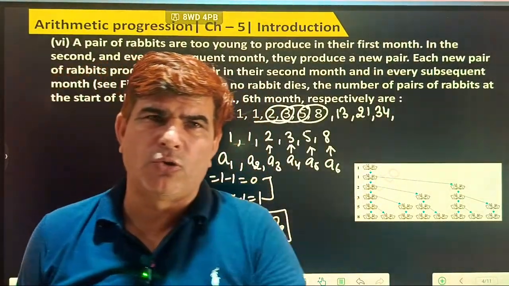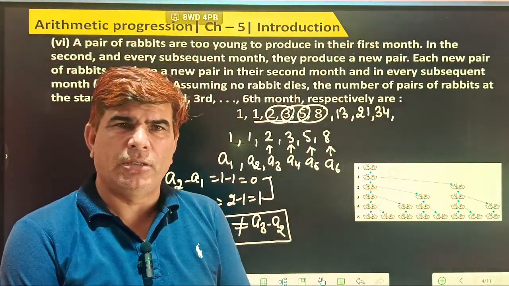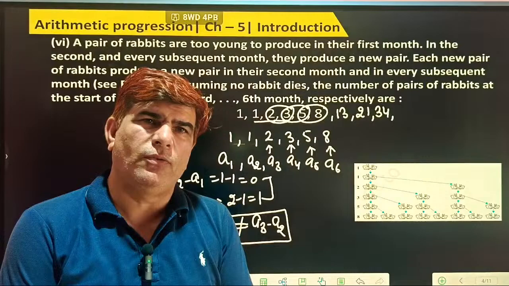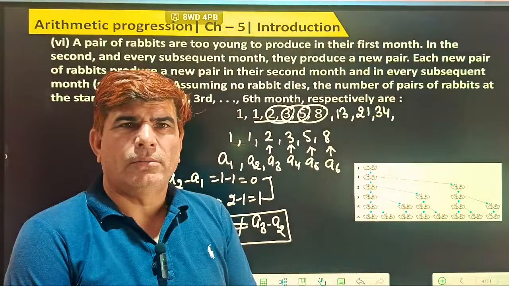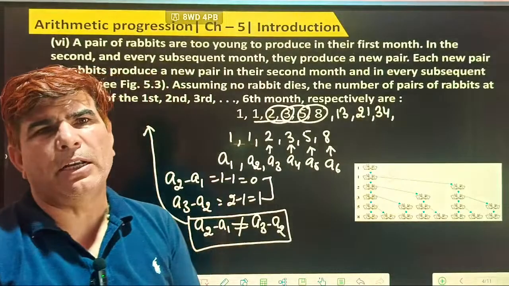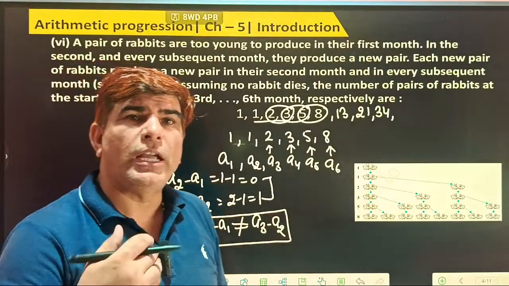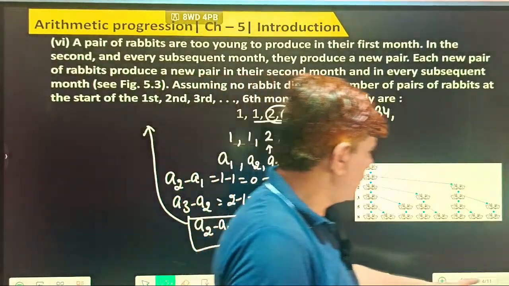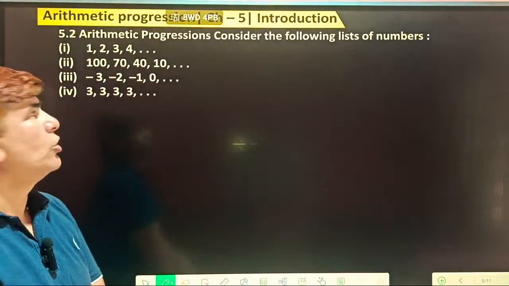And sequences are also of two types: finite sequence and infinite sequence. If a sequence contains a finite number of terms, then it is a finite sequence, and if it contains an infinite number of terms, then it is an infinite sequence. In the same way, if an AP contains a finite number of terms, it is a finite AP, and if it contains an infinite number of terms, then what can we say? Infinite AP. So we can say AP is a part of sequence. AP is a part of sequence. And easily we can decide whether this is in AP or not.